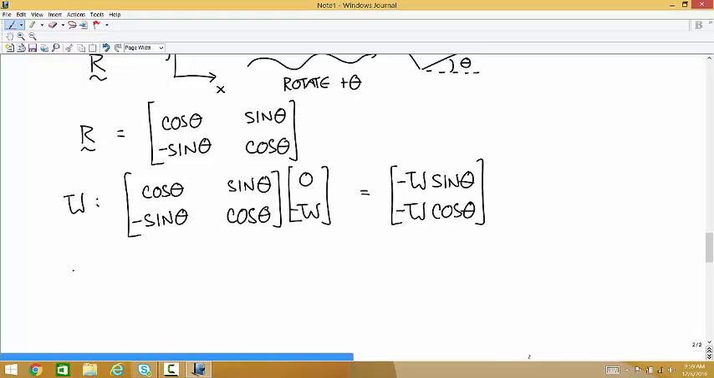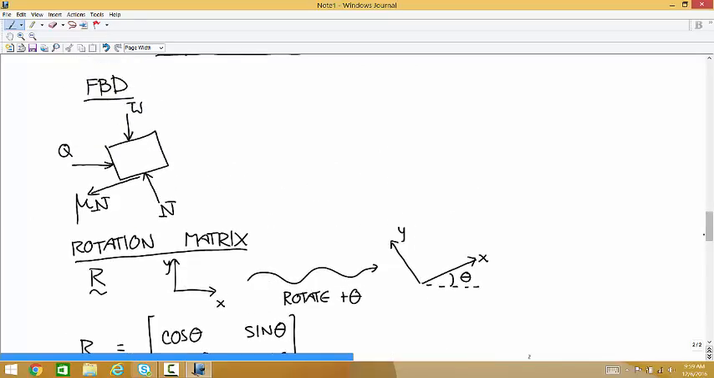And then the second force is the Q force. So to calculate the components of Q in this rotated coordinate system, so cosine, sine, negative sine, cosine, times, in the non-rotated coordinate system, what are the components of that Q force? Yeah, positive Q, 0.